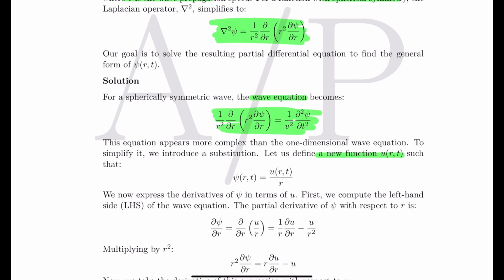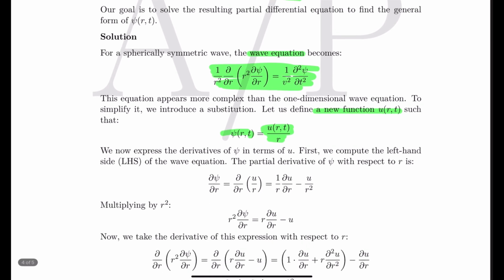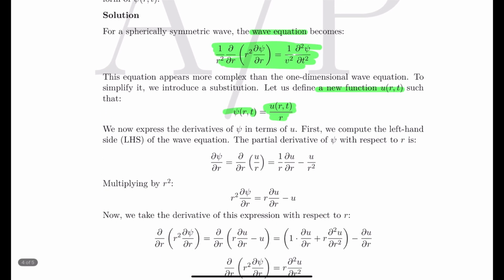We can define a new function u as a function of r and t such that when you divide u by the radial distance, you will get phi. Okay. So now let us try to work on the left hand side. On working on the left hand side, we are first required to find the single partial derivative of phi with respect to r. So the single partial derivative of phi with respect to r will be simply given by 1 by r, single partial derivative of u with respect to r, minus u by r square.